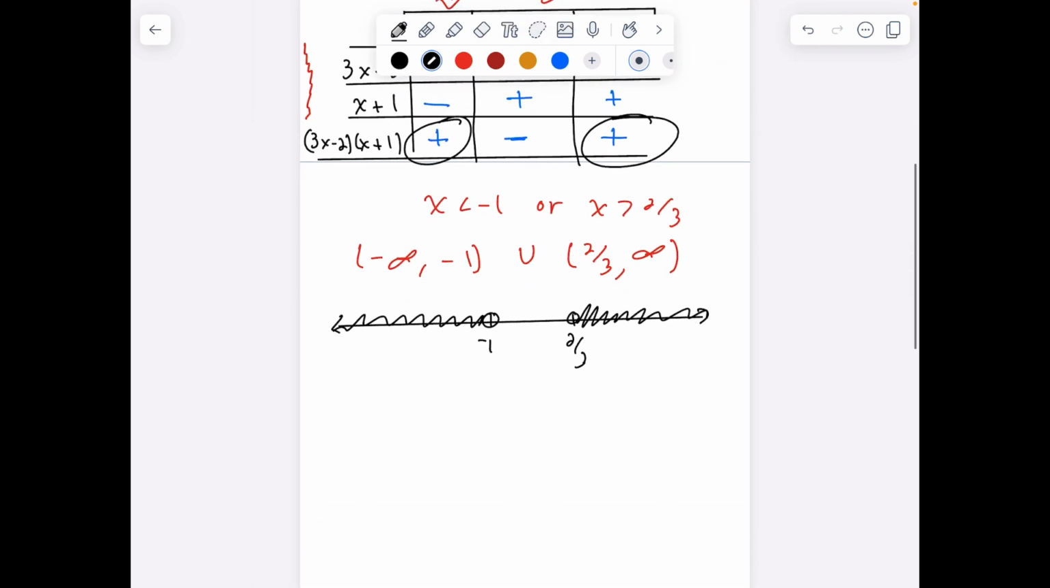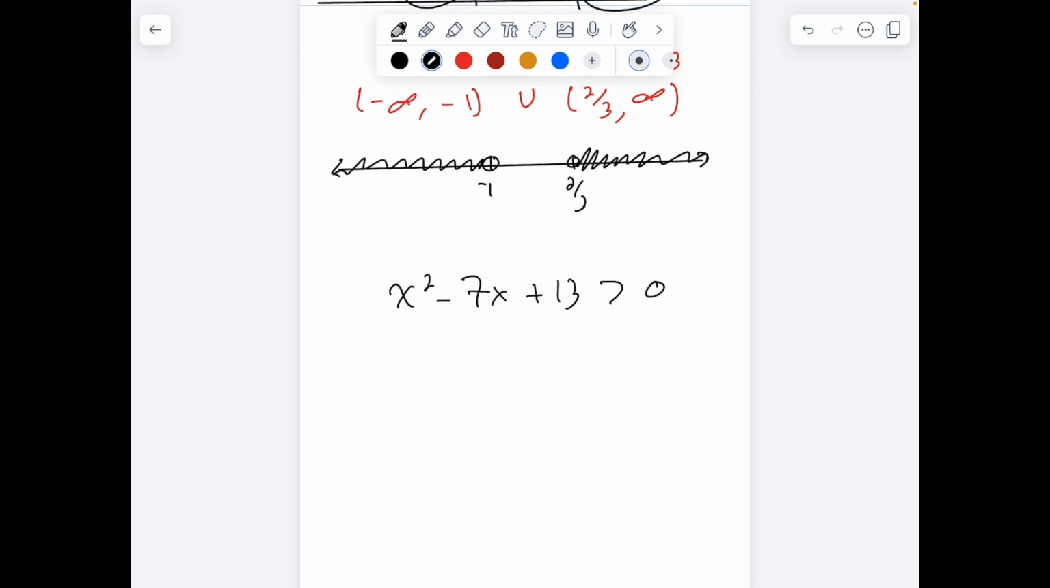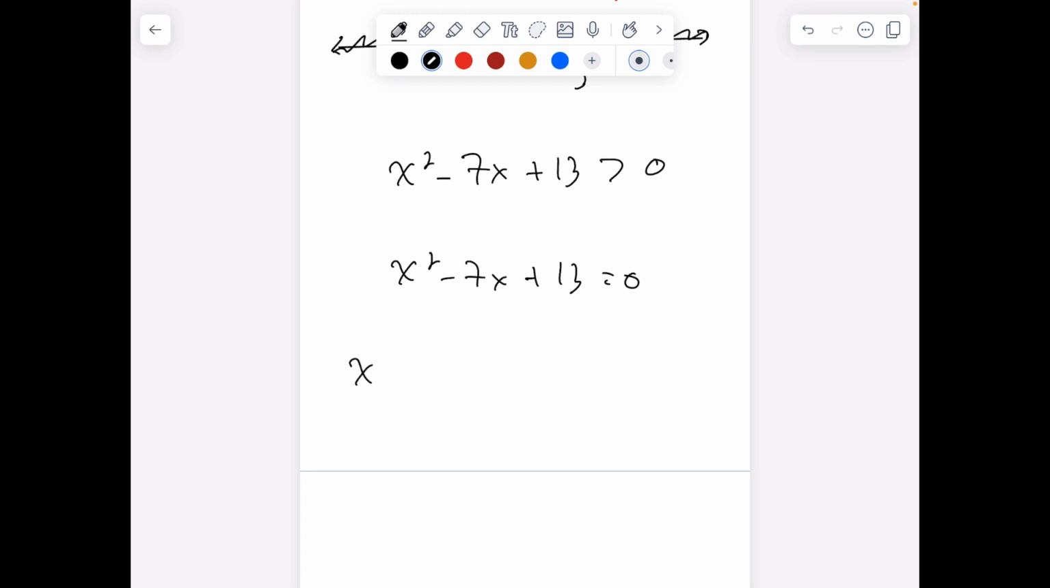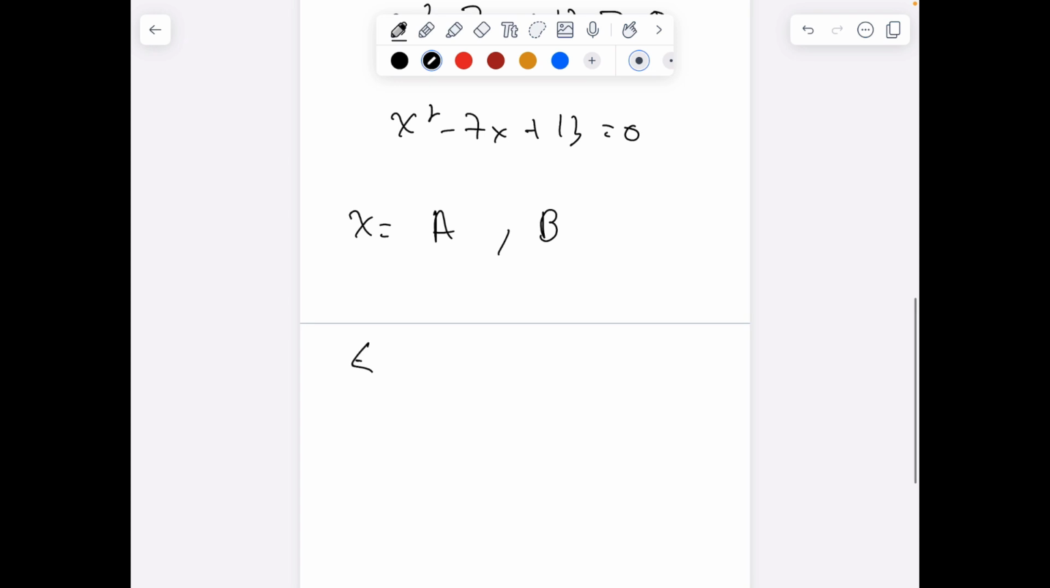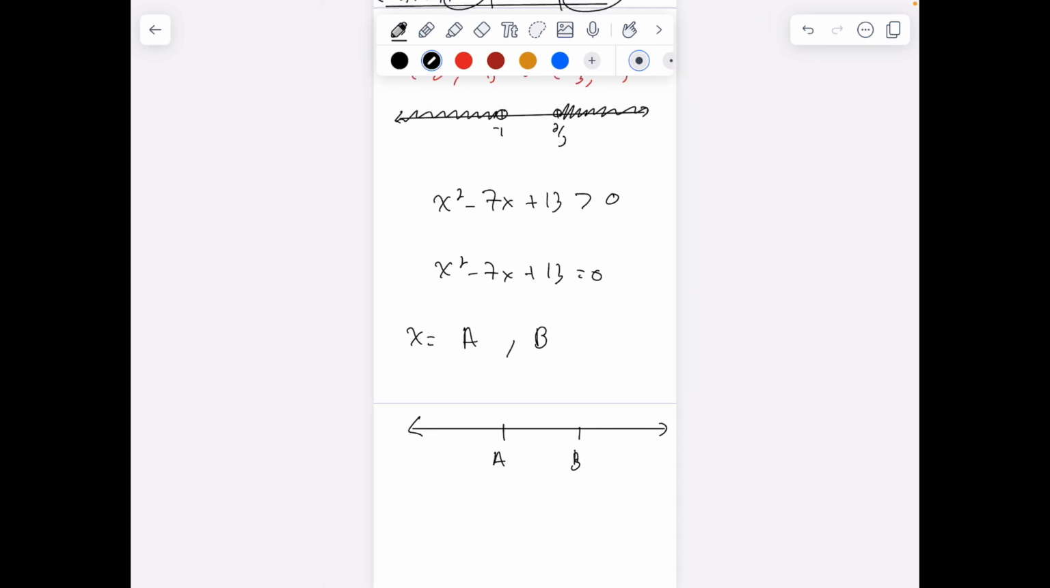Now, if you can't factor, so let's say you had x squared minus 7x plus 13, just for the sake of argument here, greater than 0, something along those lines. What you would do is you would go ahead and set this equal to 0 and use maybe the quadratic formula to solve. And just for the sake of argument here, let's say you got numbers a and b. And you would put numbers a and b on your interval. And if you couldn't factor, then that whole step where I made the columns and the values and the intervals, that's hard to do.